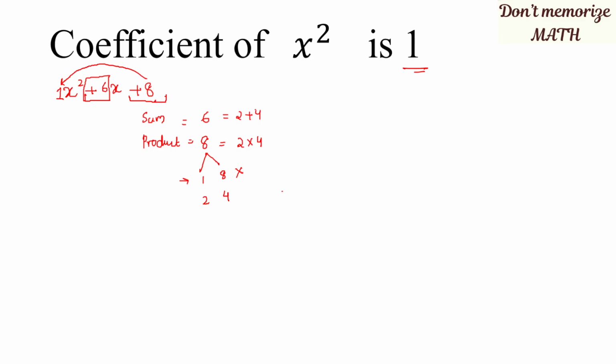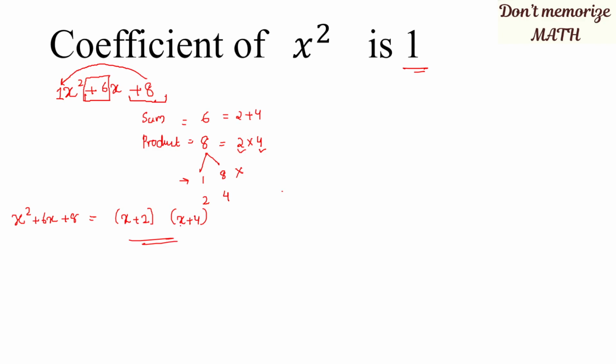So now we can factorize the given quadratic expression. The first number is 2, so the first factor will be x plus 2. The second number is 4, so the second factor will be x plus 4. So now we have factorized the expression: x square plus 6x plus 8 is equal to x plus 4 times x plus 2. If you write x plus 4 first and x plus 2 next, no problem, it's the same. Multiplication is commutative. So this is factorization of a quadratic expression.